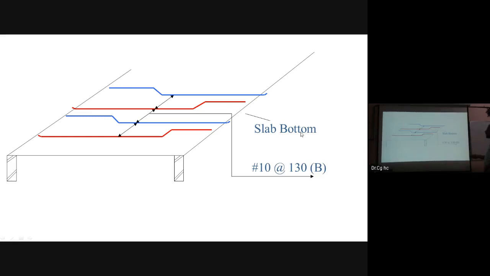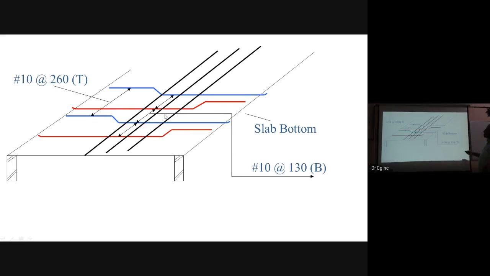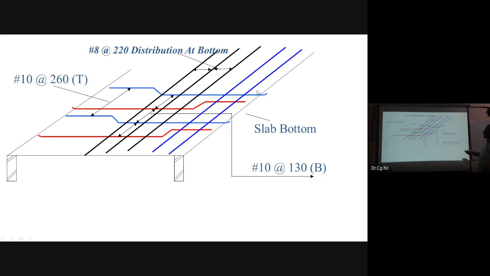This is again 130 millimeter center to center, 10 mm bars, is it not? At the bottom. This will be our rating. And similarly, that is 260 millimeter, that is top bars, top layers, is it not? Top rods. Now center to center. These are the distribution bars at the bottom. Is it not? Distribution bar at the bottom, it is 220 millimeter center to center. Is it not? These are the top distribution reinforcement, bottom distribution reinforcement.